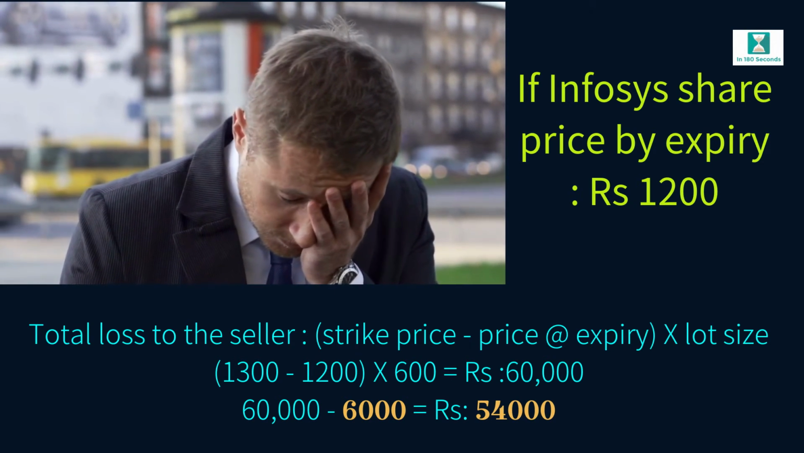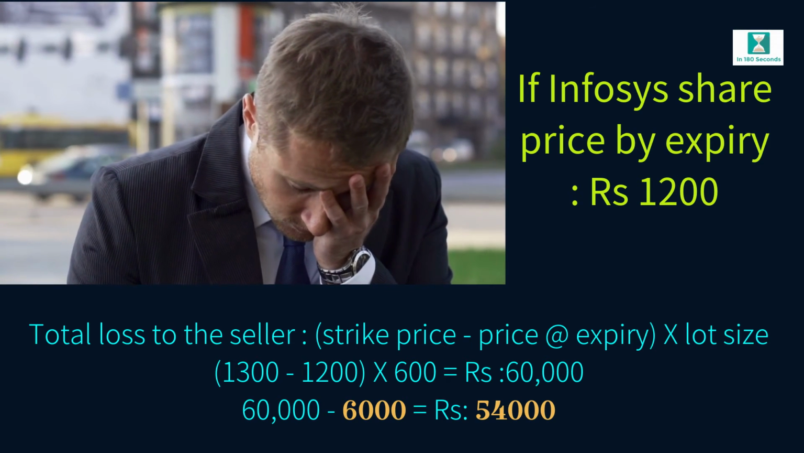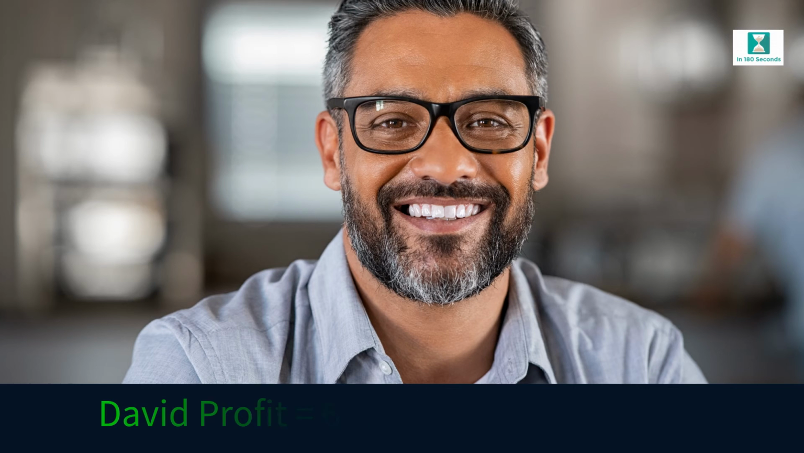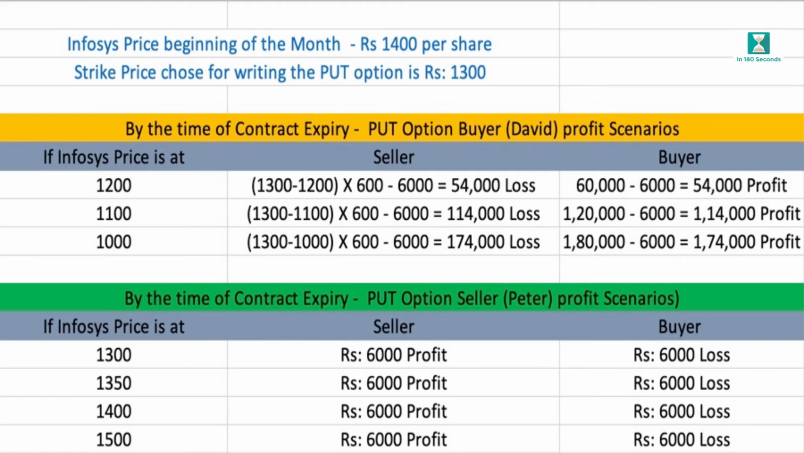However, the premium of Rs 6,000 he received from David is his money. So the effective loss is Rs 54,000. And this Rs 54,000 is the profit David gets for doing that option trade. As you could see, by the expiry date of the contract, these are some of the possible profit and loss scenarios. Take a pause and absorb it to get a better hang of it.